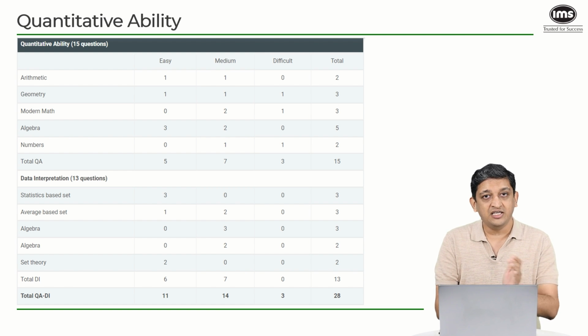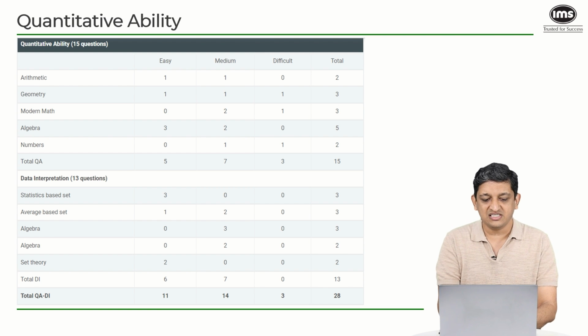In terms of data interpretation, this year we had 13 questions, and there were 5 sets with 3, 3, 3, 2 and 2 questions, which added up to a total of 13 questions from the data interpretation part.